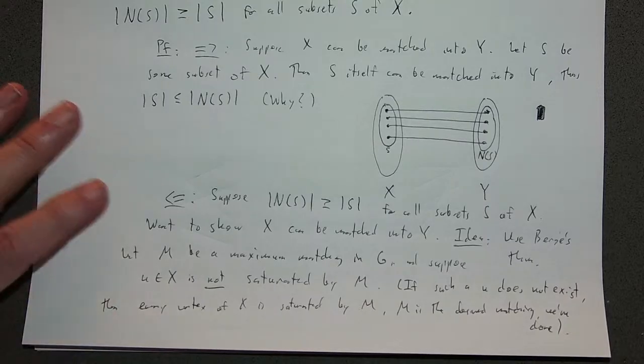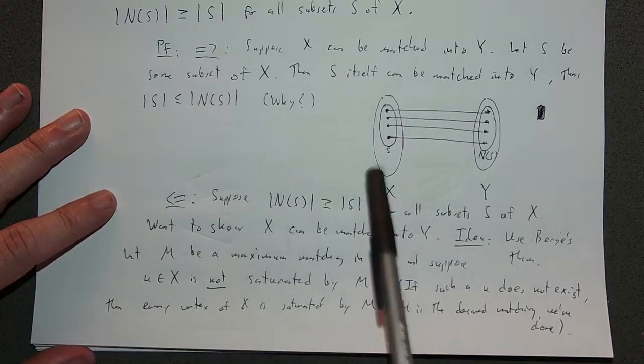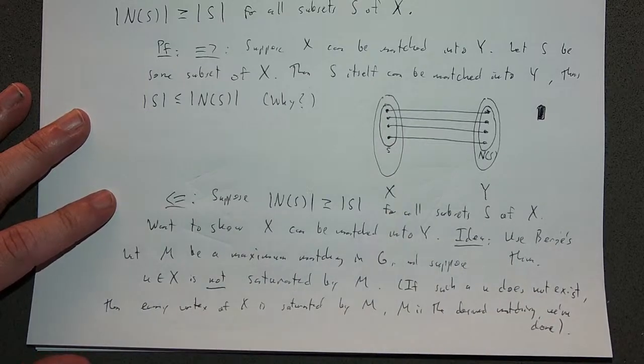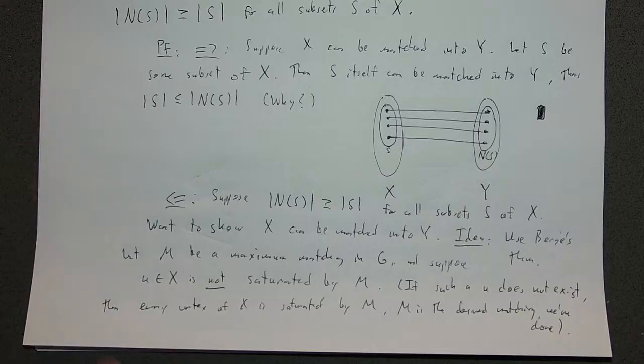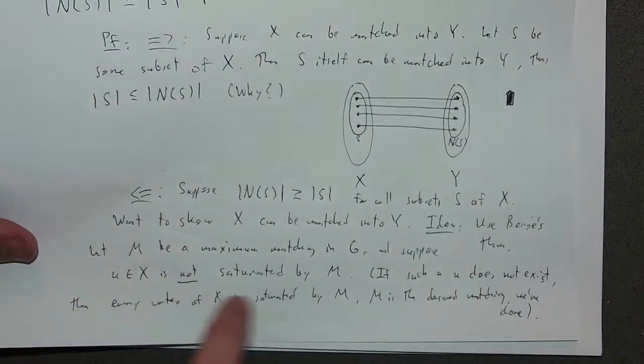So yeah, if such a U does not exist, then this matching is the desired matching since every single vertex of X is saturated by M. So there has to exist one that's not, or I mean, there doesn't have to, but if there doesn't exist one, we're happy that this is the case because this means we're done. So suppose that U is not saturated by M. What does this picture look like, right?